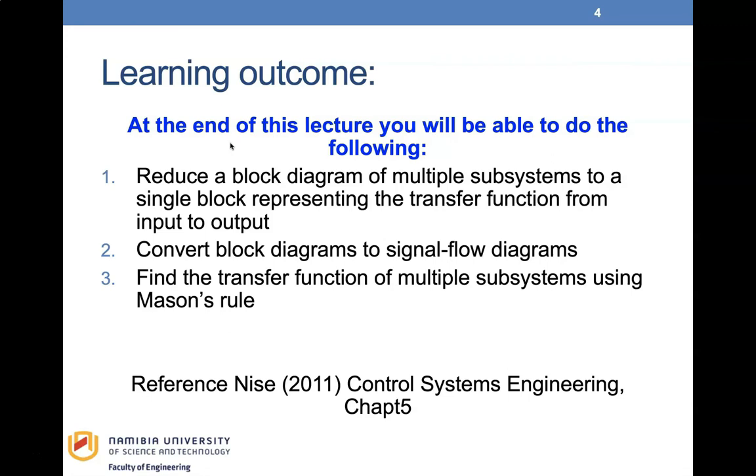Note that these lectures are based on your textbook Control Systems Engineering, Chapter 5, the 6th edition by Norman Nise.